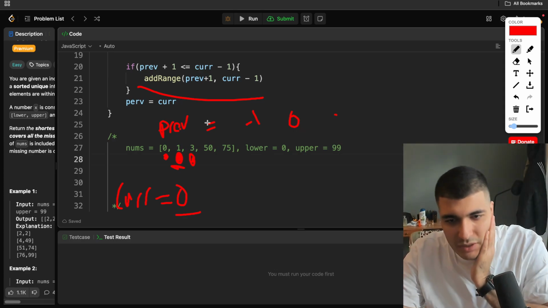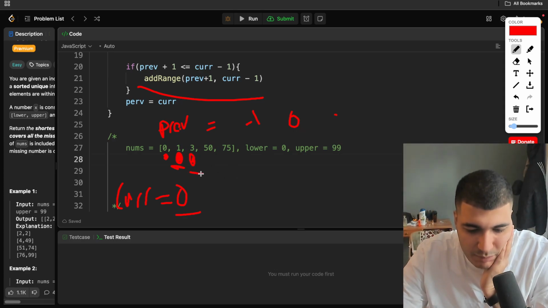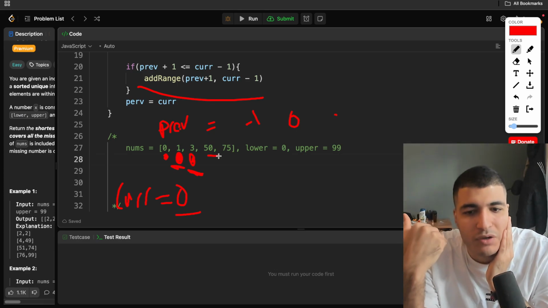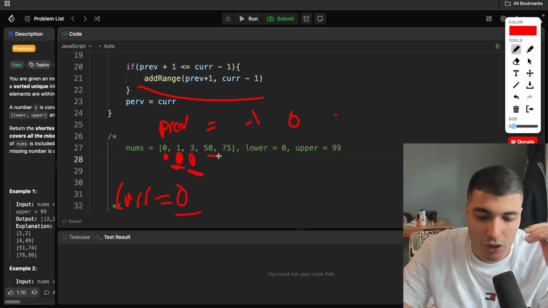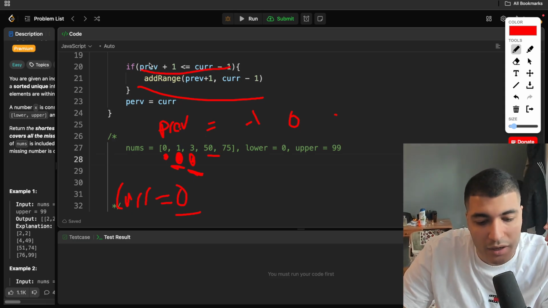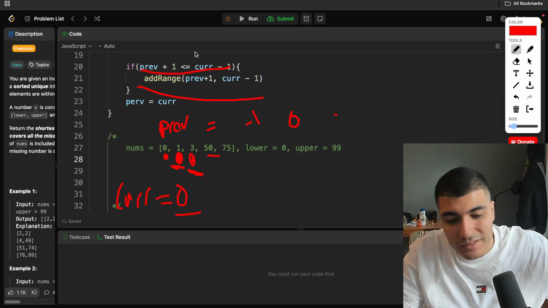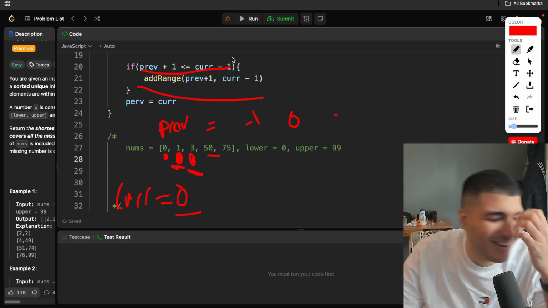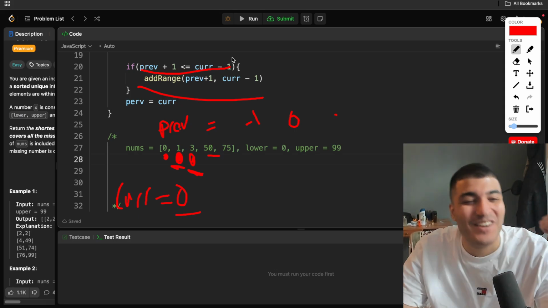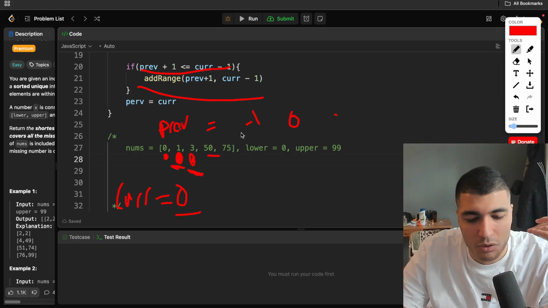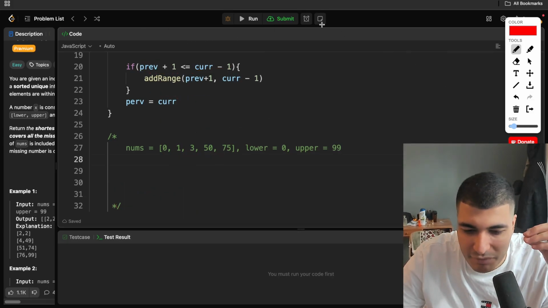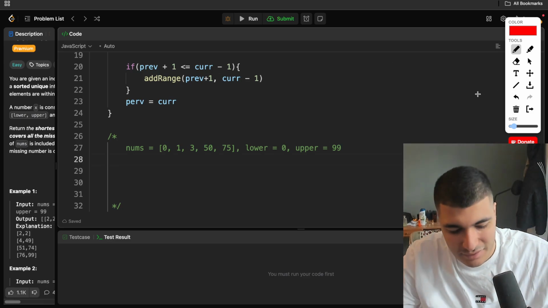When previous equals 3 and current will be 50, previous plus 1 equals 4 and current minus 1 equals 49. So we have a huge gap. How do we know we have a huge gap? When previous plus 1 is not bigger than current minus 1. So this is how it works. I know this way of solving the problem is not the easiest, but it's a unique way to solve it.